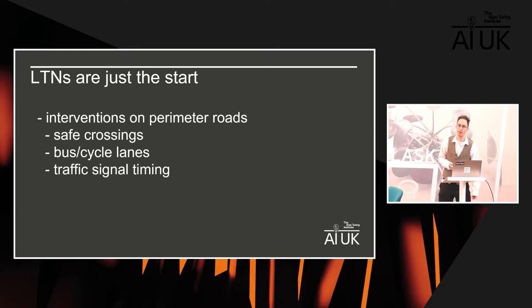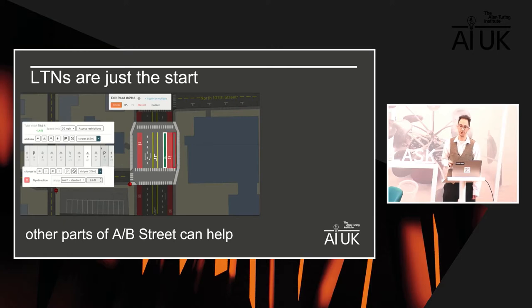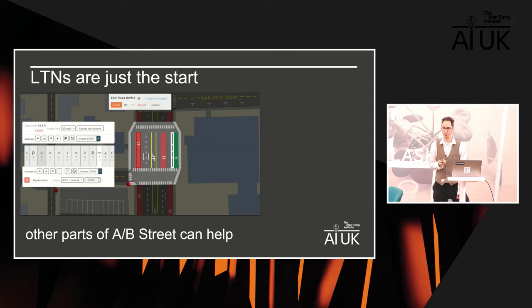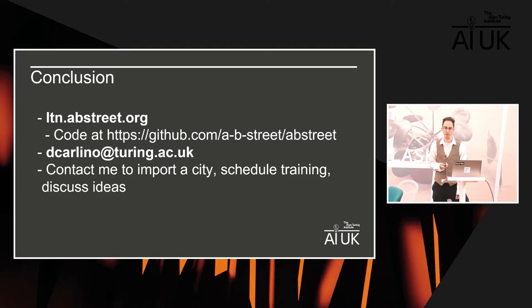And I'll mention that LTNs are not the only intervention that we need in cities. So in particular, they may push a lot of traffic to perimeter roads. And so it's important to design safe crossings and other interventions there to facilitate those changes. And some prior work in the rest of the A/B Street project can help design road space reallocation and things like that. And so please get in touch if you want to learn anything about it. Thank you.